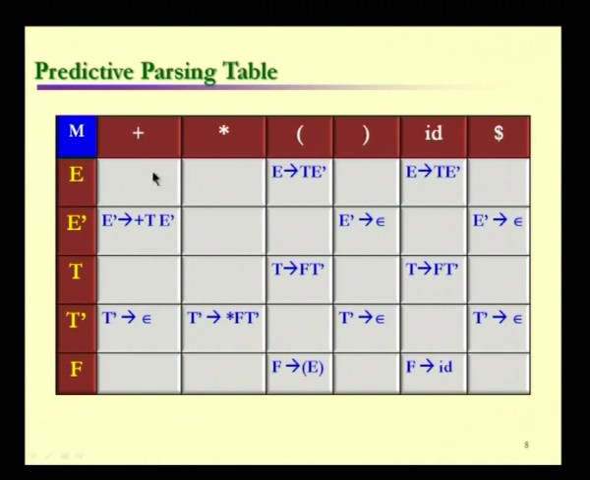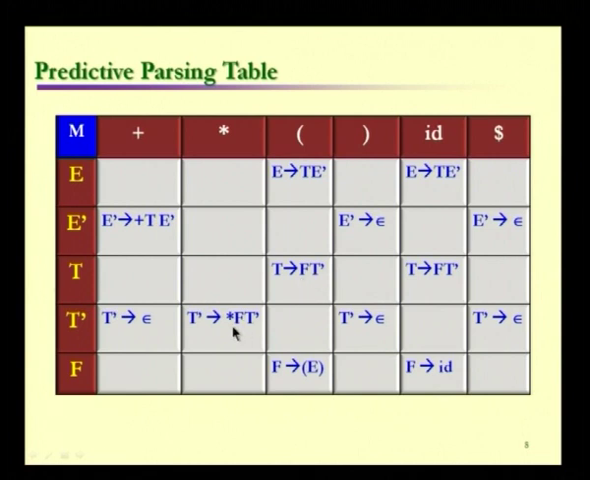So next, when you are going for T derives F T dash, the same thing is to be done. You compute the first set of F T dash. The first set of F T dash is the first of F. The first of F is opening bracket and ID. The opening bracket and ID are these two intersections. So T comma opening bracket is T derives F T dash, and another one is T derives F T dash in T comma ID. So in both intersections, we find that T derives F T dash is the entry. That is about row number 3.